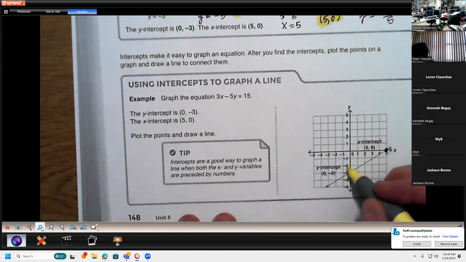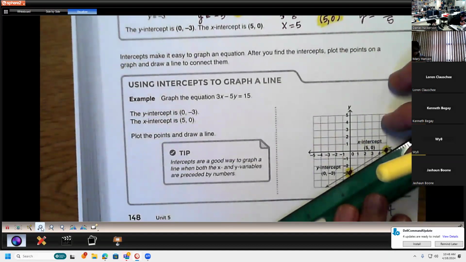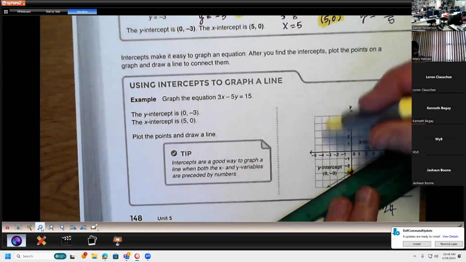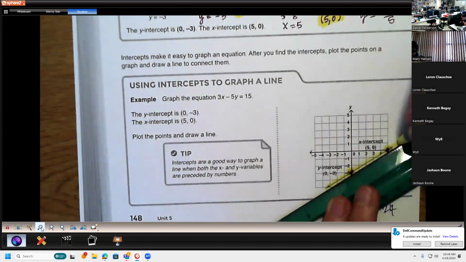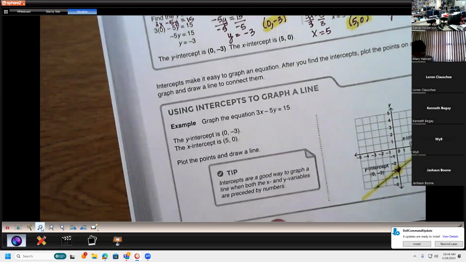Or you could say the x-intercept is 5, and so you go along the x-axis till you get to 5. Now you have 2 points, and you can draw the line. Downside of this method is if you've made an error, you're not going to know it because you can always draw a line between 2 points.